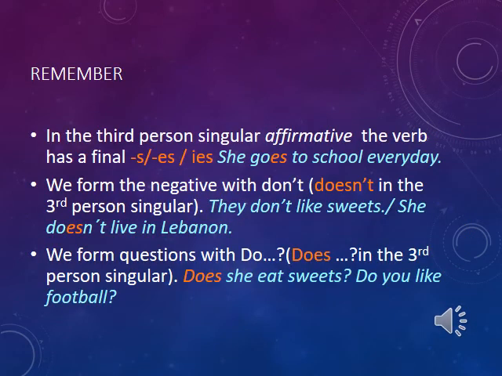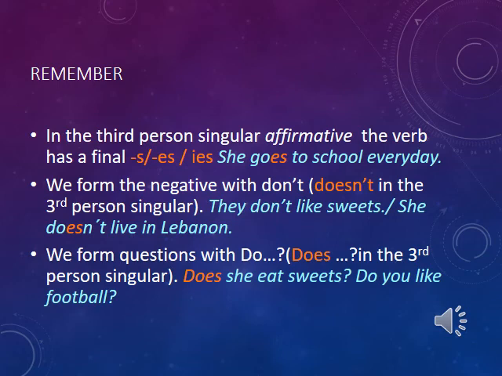Finally, we are going to summarize all of the previous points. First of all, in the third person singular affirmative, the verb has a final s, es, or ies. For example, she goes to school. Here, with she, we added es to the verb go.